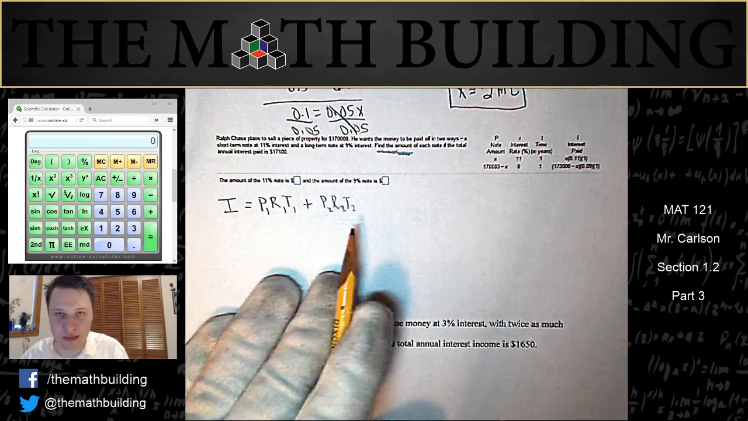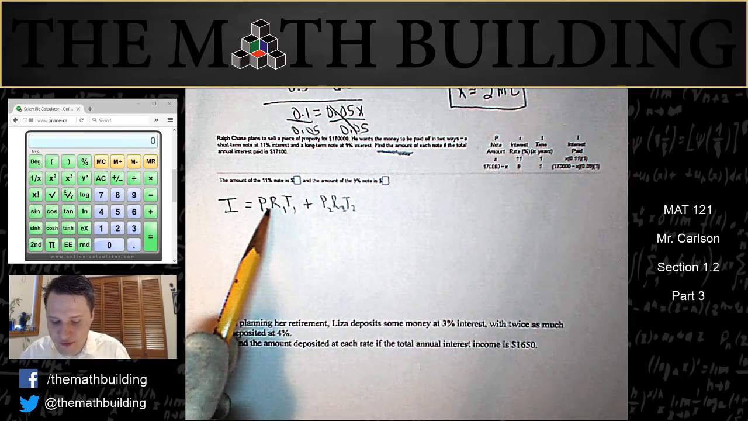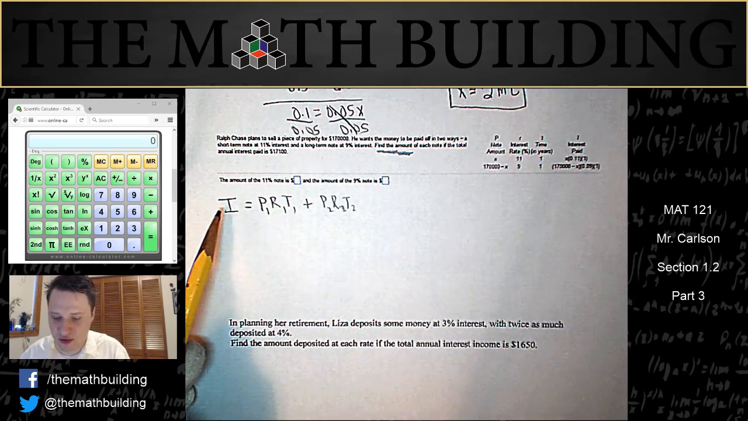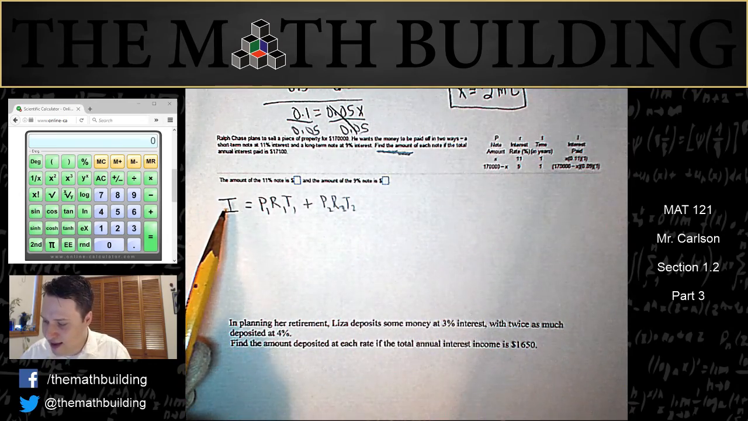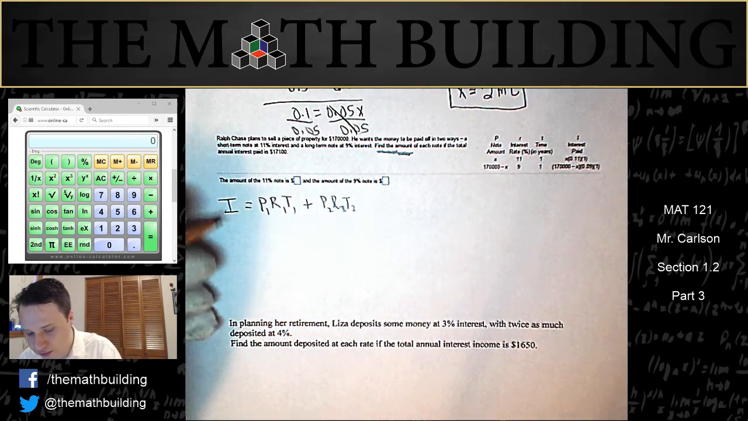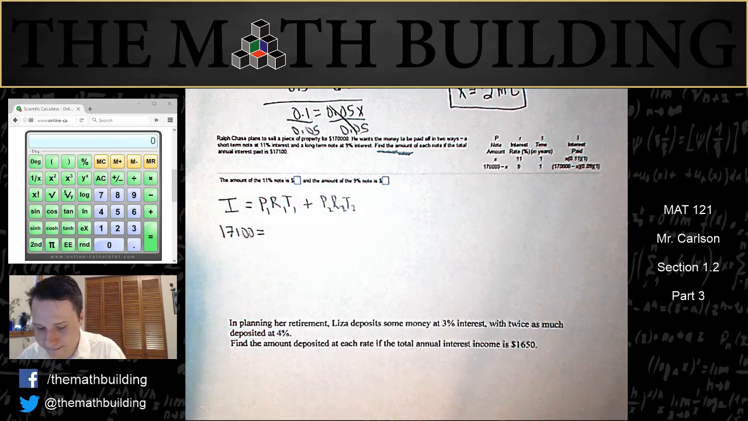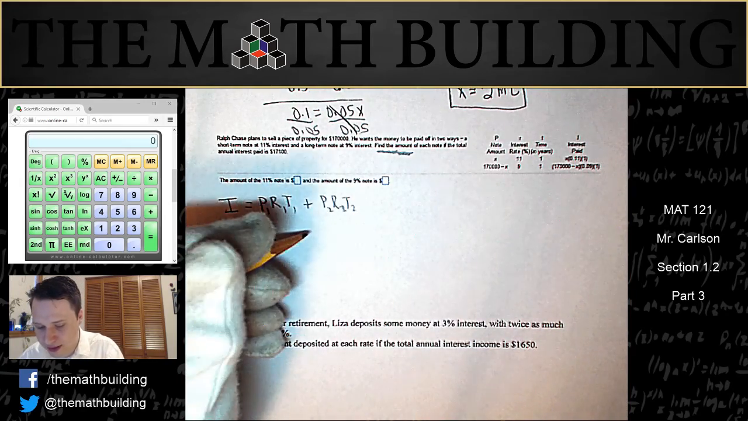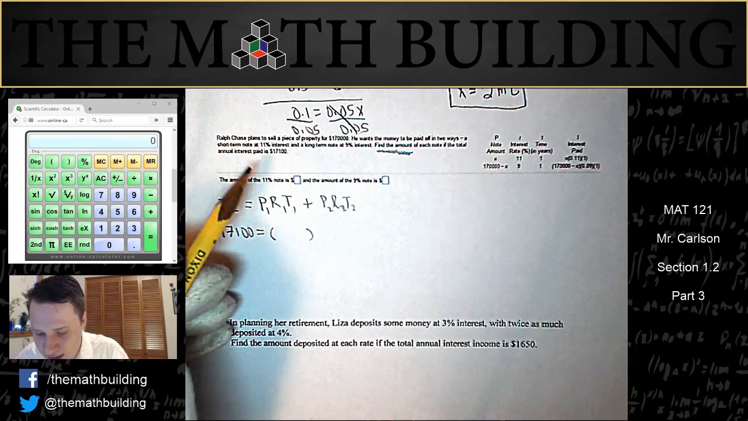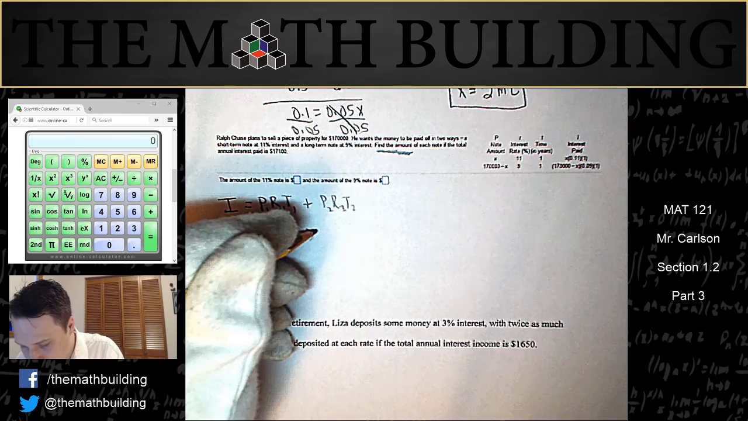And luckily the problem tells us almost all of these numbers. So the principal rate time of the first investment plus the principal rate time of the second investment will give us our total interest. In fact, they tell us what our total interest is. It's 17,100. So we can write that number right here. Now I'm going to leave the principal blank for a second because that's a little tricky. Now the first rate was 11%, so we do 0.11.